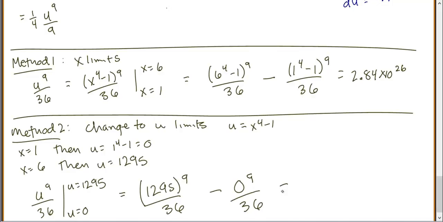Again, the biggest advantage to doing it this way with your u limits is that it's a lot easier to put into your calculator. So 2.84 times 10 to the 26. But you can choose between whether you use your x limits or u limits. If it's easier for you, you don't have to learn any new stuff, just use your x limits. But u limits are usually a little bit simpler to put into your calculator and will save a little bit of time.